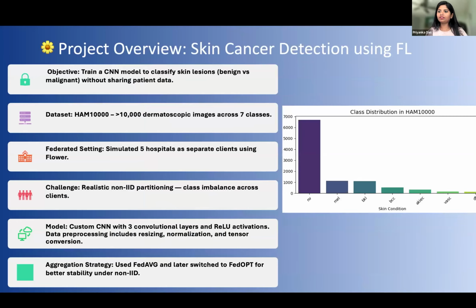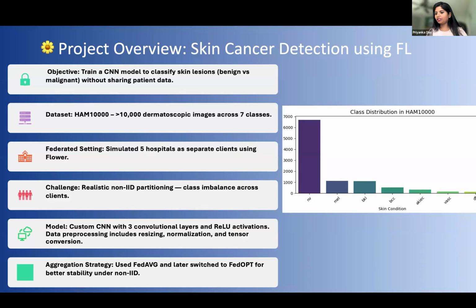Let's move to the next slide. So, let me give you a quick overview of the project setup. My main objective was to train a CNN-based classifier to detect different types of skin lesions, particularly distinguishing benign from malignant, without ever sharing the patient data. I used the HAM10000 dataset, which contains over 10,000 dermatoscopic images across 7 diagnostic categories. As you can see on the right-hand side chart, there's a heavy class imbalance with the majority labeled as NV and much fewer samples for rare conditions like VASC or DF.